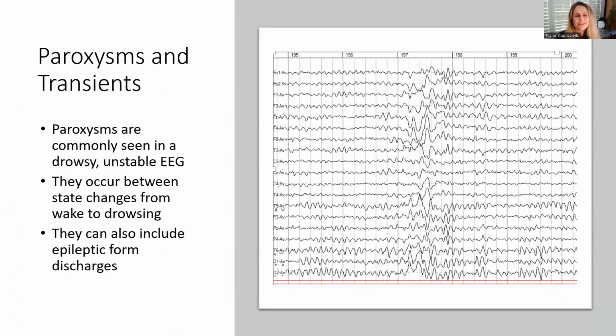Finally, I want to really quickly just end with this because you will see paroxysms in your practice, and I want to make sure that we have a little slide on it. So they're commonly seen in a drowsy, unstable EEG, and they occur between state changes from wake to drowsy. They can include epileptic discharges, but they don't have to. And it's when there's greater than 50% of the background activity and it has a sudden start and stop. So when we see this, you don't have to panic. We just note that a lot of times it happens in a drowsy, unstable EEG. And so we want to note it. We might see some other things and that adds to it, but otherwise it's just going to be our indicator that the person is drowsing and has an unstable EEG.